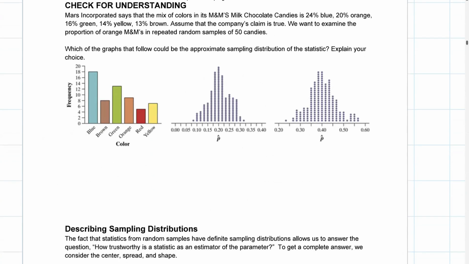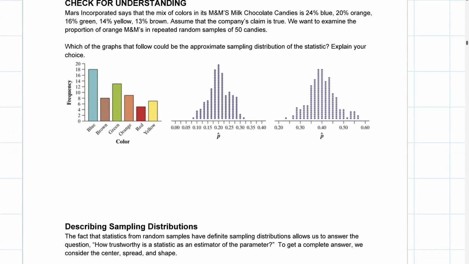Now, let's check for understanding. Mars Incorporated says that the mix of colors in M&M milk chocolate candies is 24% blue, 20% orange, 16% green, 14% yellow, and 13% brown. Assume that the company's claim is true. We want to examine the proportion of orange M&M candies in repeated samples of 50 candies. Okay. Which of the graphs could be the approximate sampling distribution?